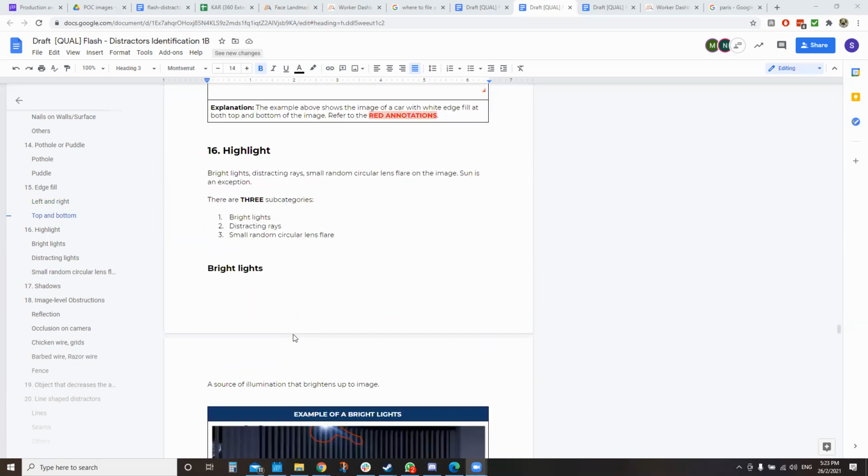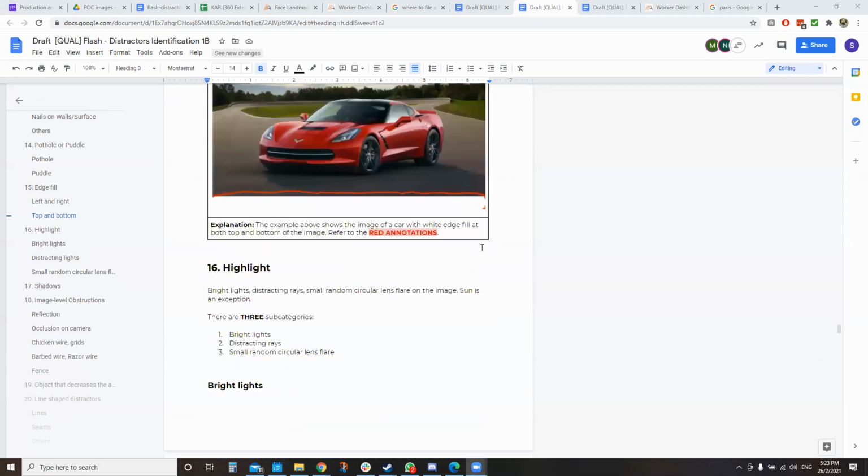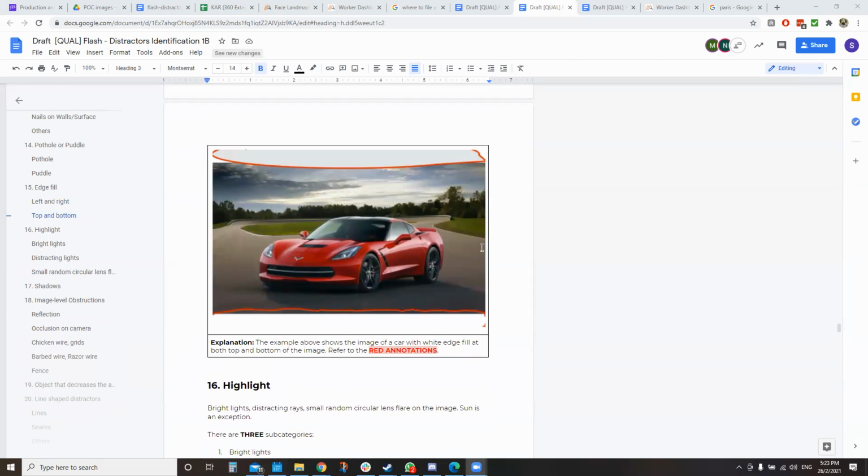Highlights are basically circular flare, sun. I have a question, Shavin here. Sorry for the interruption. For the edge fill, is it required on both sides or only one side is fine? It has to be both sides, either left and right or top and bottom. It cannot just be one side only. If it's just one side, you annotate it and then you put it as other, I would say. Okay, got it.